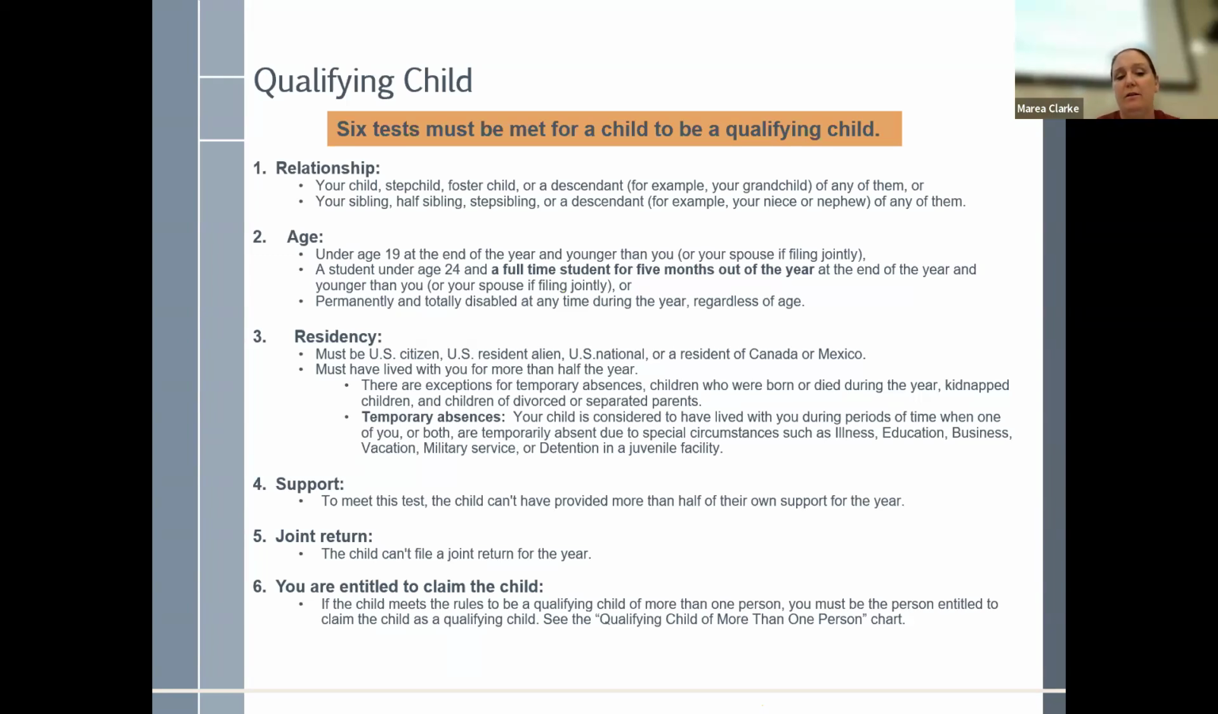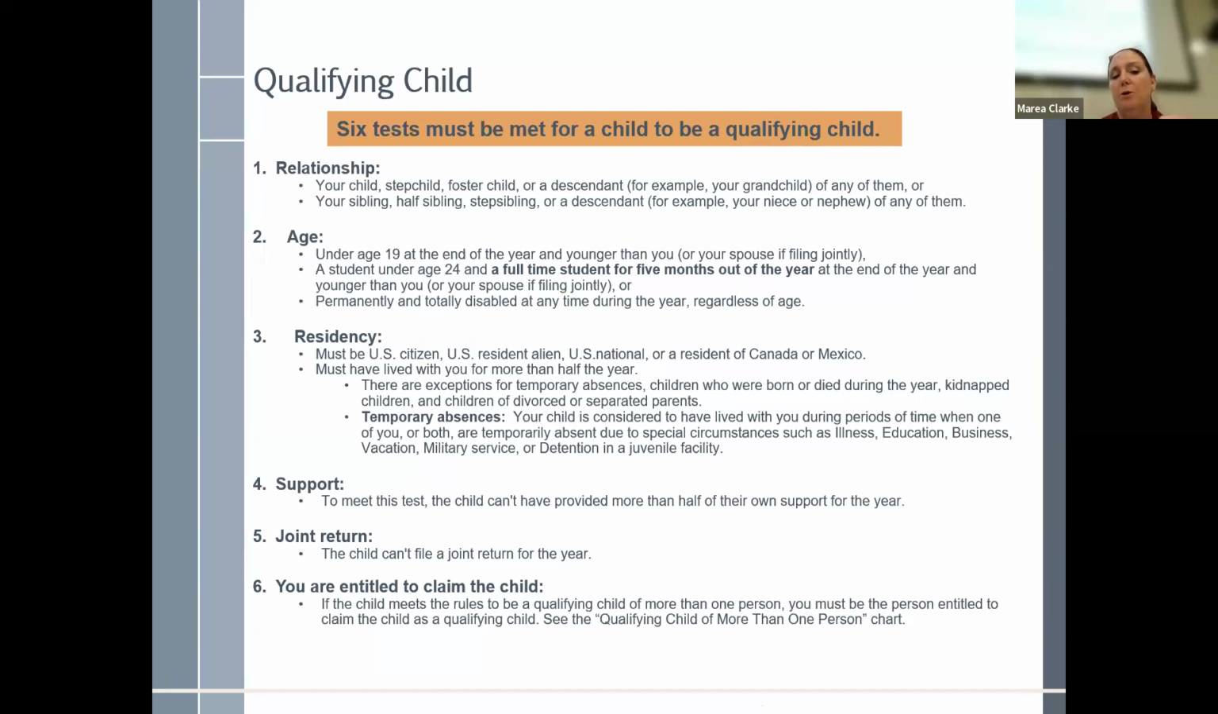There is an age test. They have to be under age 19 at the end of the year and younger than you and your spouse if you're filing jointly. They also could be a full-time student for 5 months out of the year and be under age 24. So this is a lot of our clients, right? A lot of them are college students, so they are often students under age 24. That means they often will meet at least that age piece of the qualifying child test.